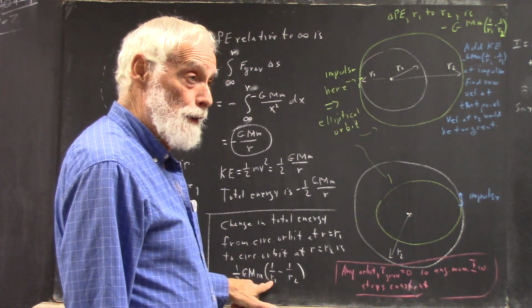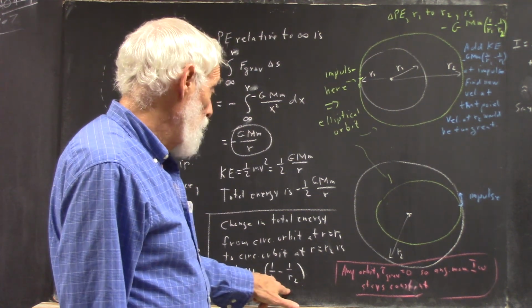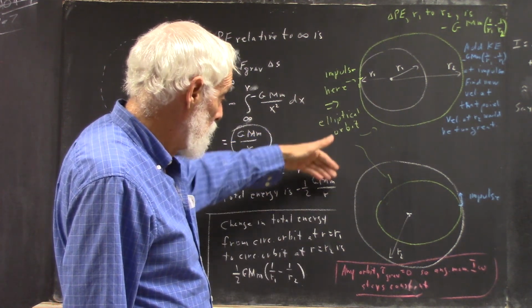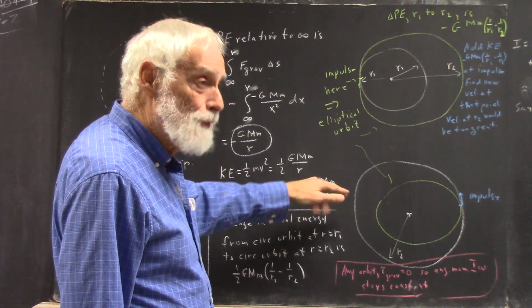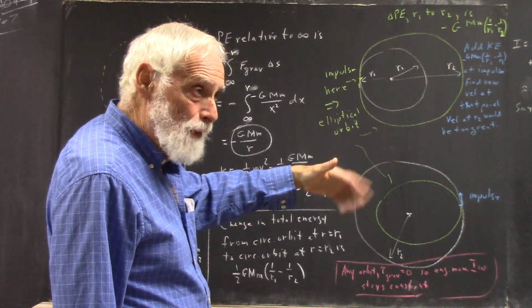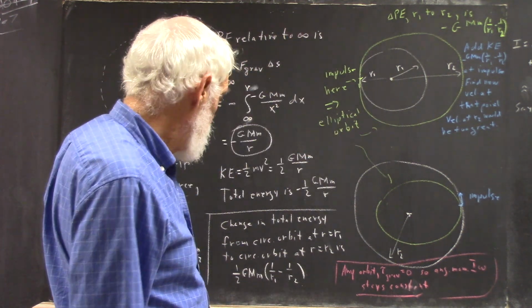Both quantities are negative, so subtracting the quantity at R1, you're going to get a plus 1 over R1 essentially, and you can work through the algebra of that. It's very simple, just write it down. Negative 1/2 big G big M little m over R2 minus negative 1/2 big G big M little m over R1. The one with the R1 is going to end up positive.